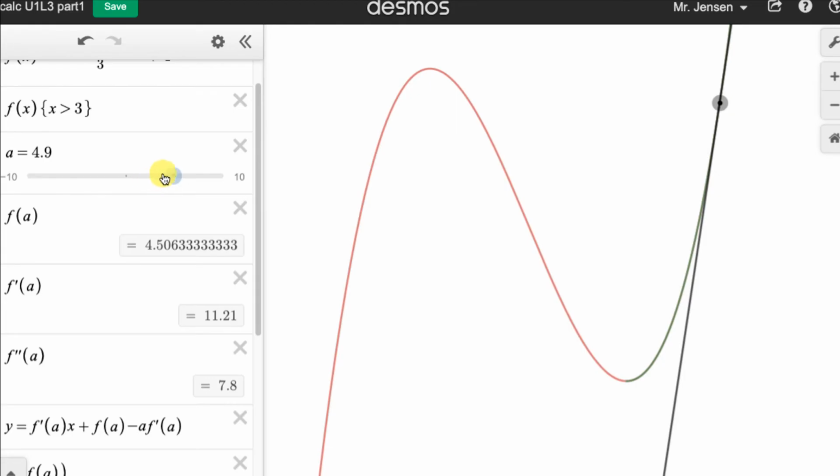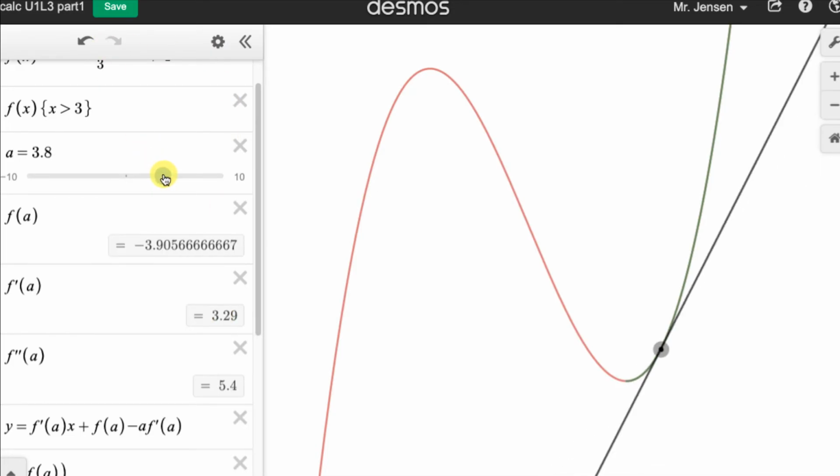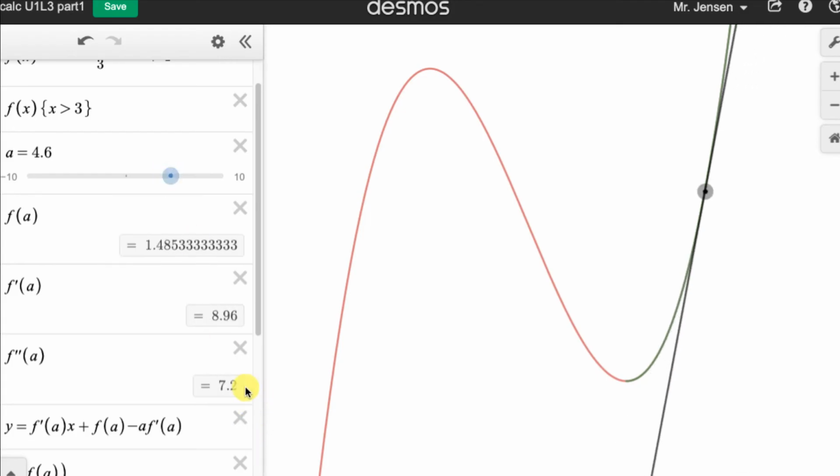Well, these tangent slopes that we see right here, what's happening to those numbers? Are they increasing or decreasing? Those numbers, as I move from left to right, are increasing. So that's why the second derivative is positive in that interval. Because since this is positive, it tells us these numbers are increasing.